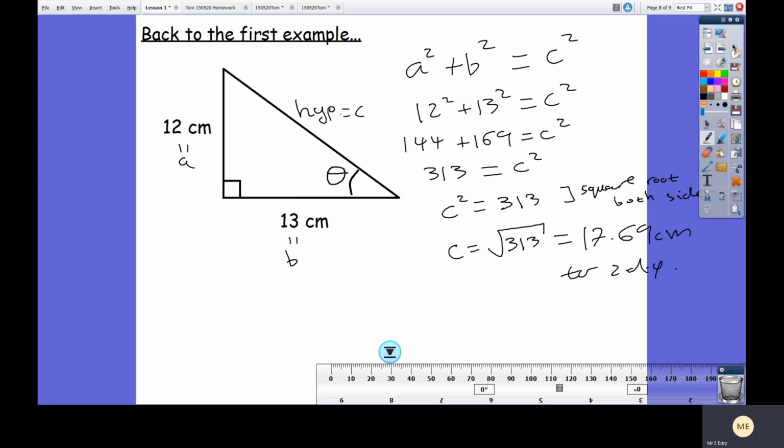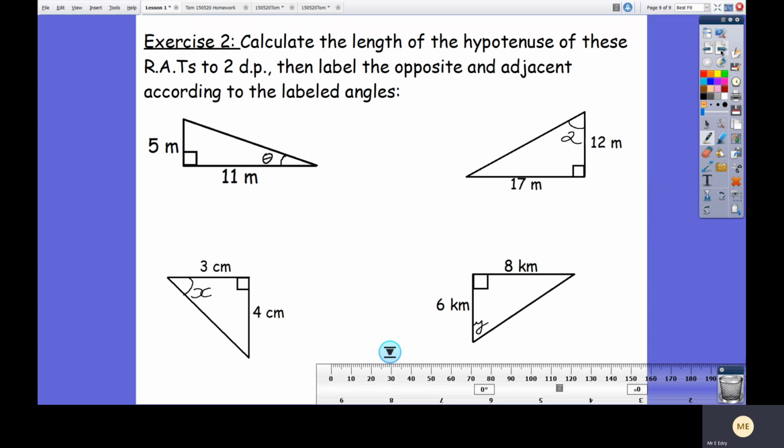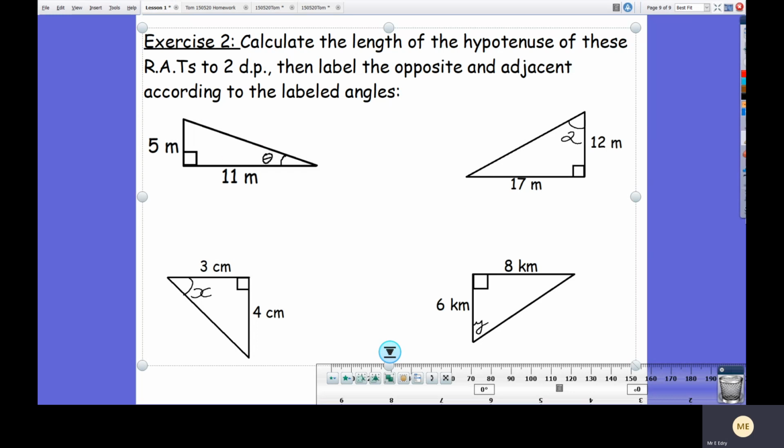So we're going to do some further questions now. This is on your sheet. If you want to work on your sheet, or if you just want to sketch the triangles, you can sketch them in your book if you want. There's no problem with doing that.